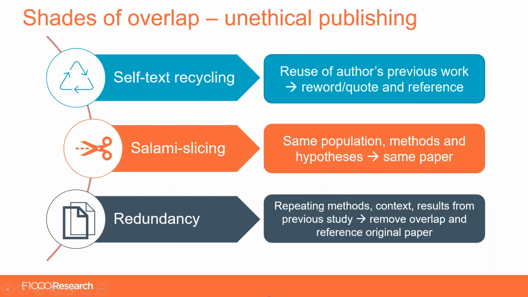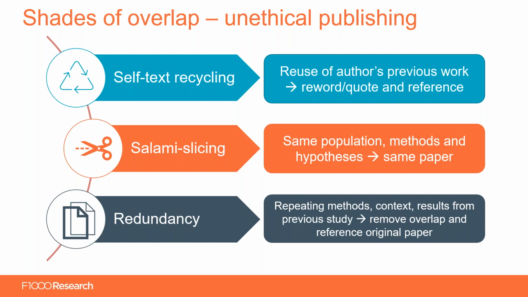So there are different types of overlap that we look out for. This is not exhaustive, but the ones we tend to look out for the most are self-text recycling, salami slicing, and redundancy. Self-text recycling is basically when an author plagiarizes their own past articles. So the text must be reworded and correctly referenced, and any quotes in quotation marks.